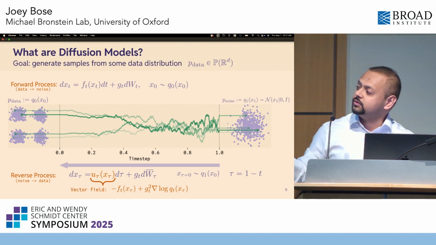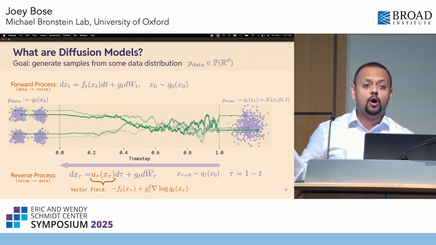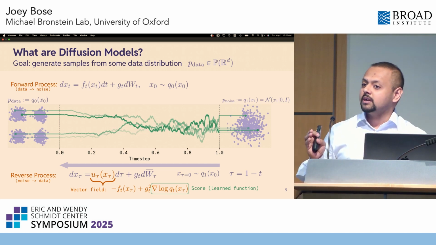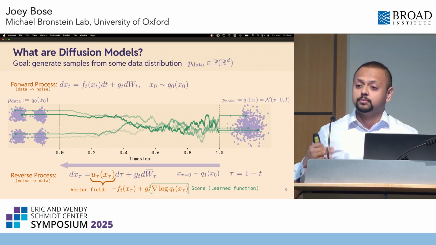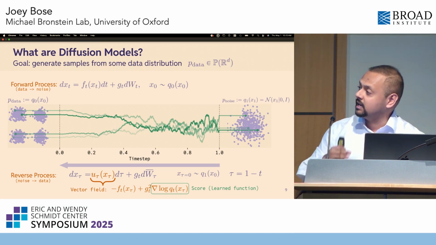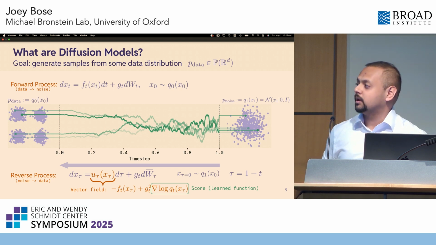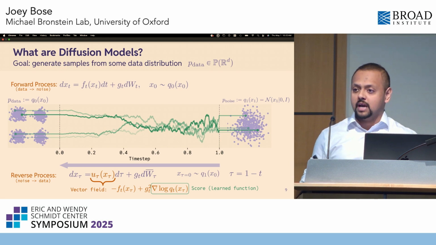So the key quantity of interest that diffusion models end up estimating is this score function, which tells you the direction of higher likelihood the reverse process needs to navigate until you hit the data distribution. And diffusion models typically estimate this score function using a neural network. They estimate the score function everywhere in space and time.